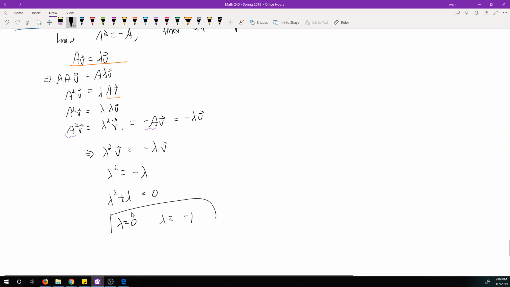Okay, and so these are the only possible eigenvalues that satisfy this. So if you have a matrix with A squared equal to negative A, then the only eigenvalues of that matrix have to be 0 and negative 1.